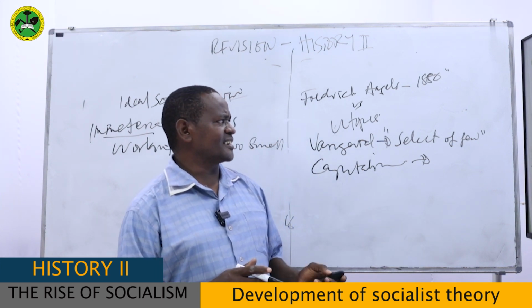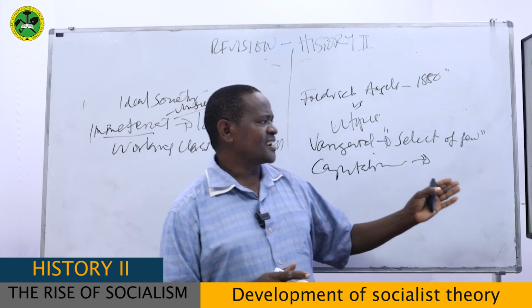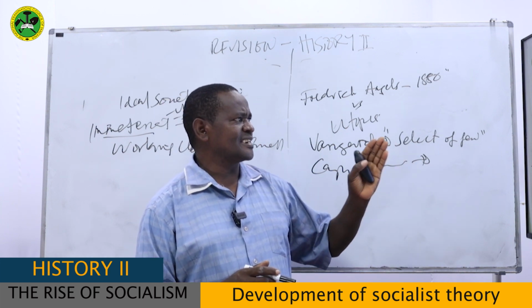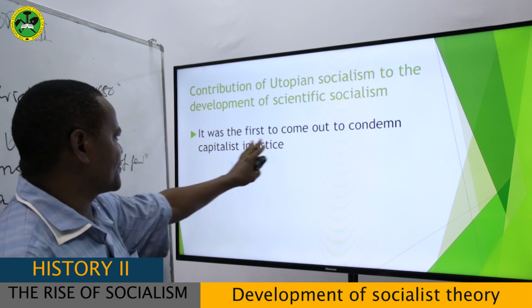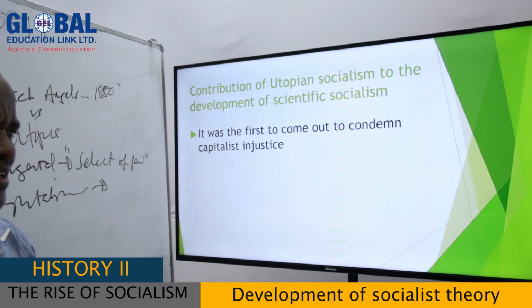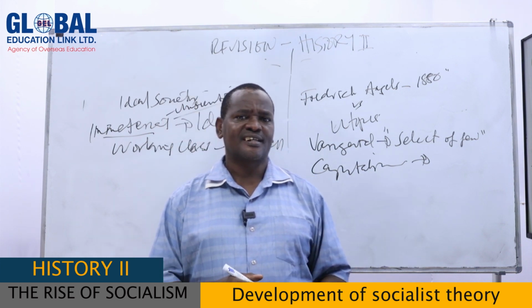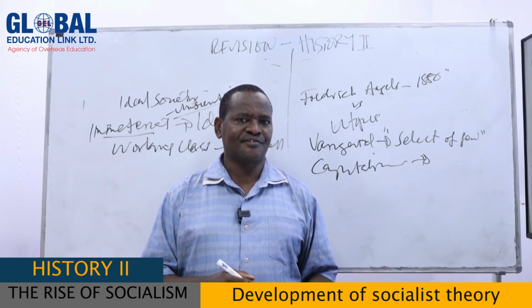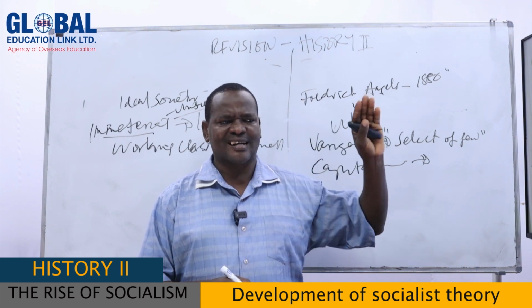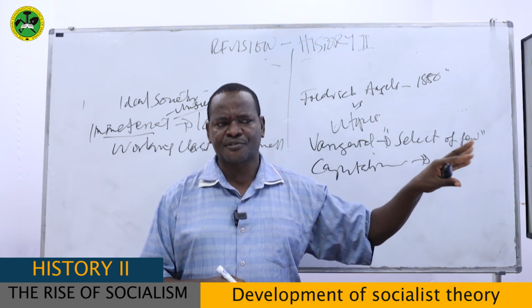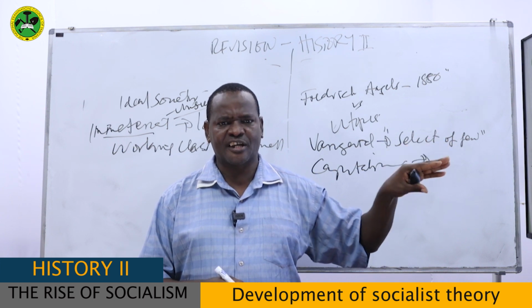Another contribution of utopian socialism to the development of scientific socialism is that it was the first to come out and condemn the capitalist injustice. Remember, as I said, you can go as far back as the time of Plato. At that time, there was no capitalism. Society was in slavery, but they saw exploitation.